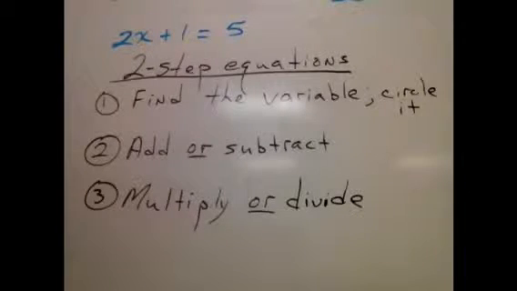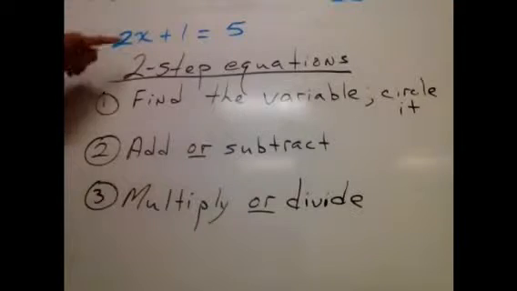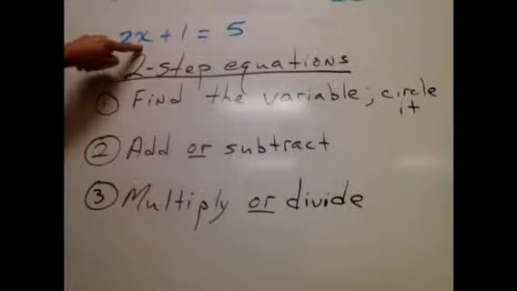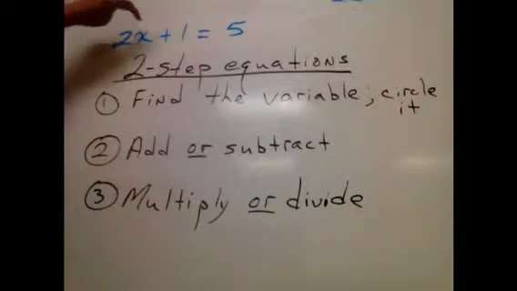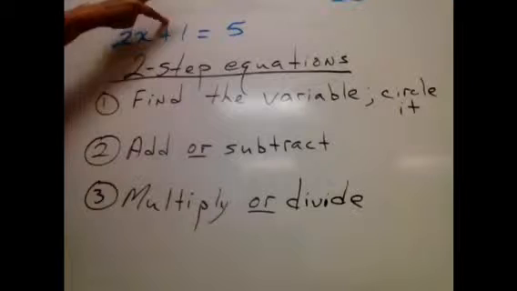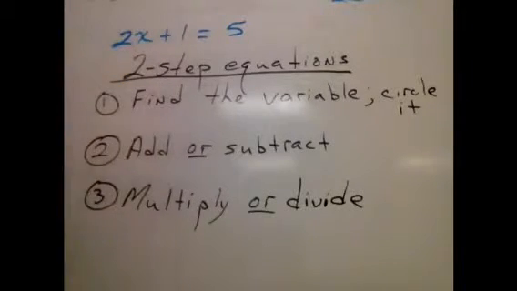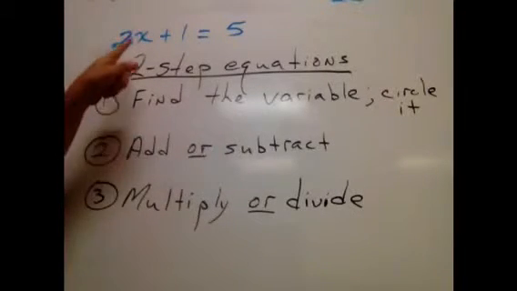Hi, let's talk about two-step equations. What we have is a problem where we're trying to uncover an unknown x. We know that this requires two steps: 2 times some number plus 1. That's two different operations. We're multiplying and we're adding.